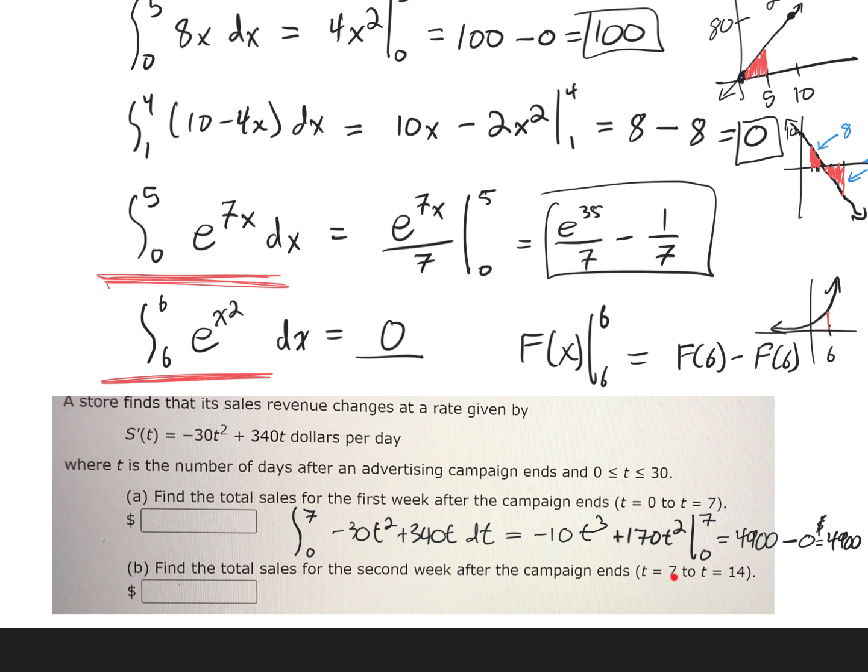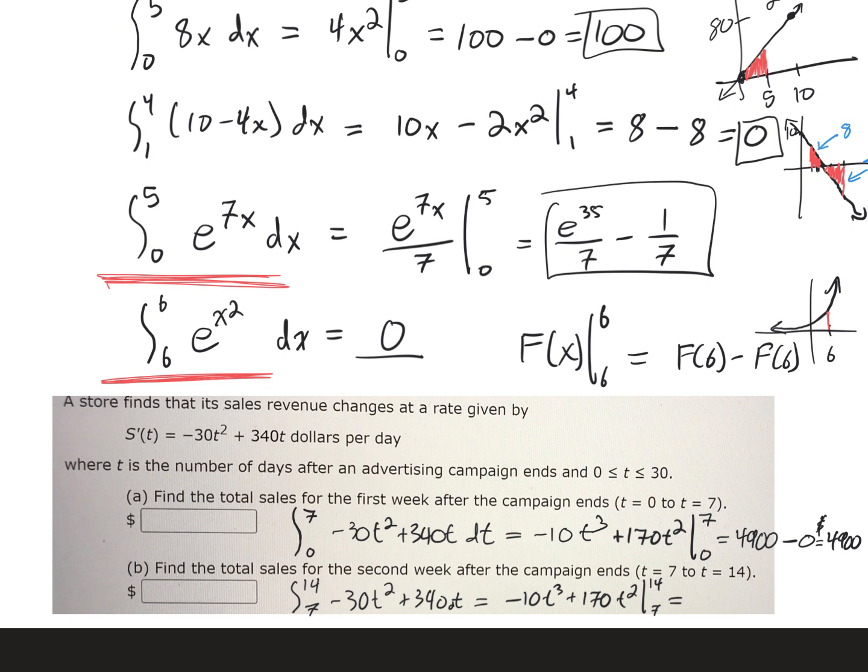If, though, you didn't want to look at the first week, what if we only wanted to look at the second week? Then you would have to start at the 7th day and go up to the 14th day. So our process is going to be the same. The only thing that's going to change is the limits of integration. So we still have the same function dt. It still has the same antiderivative, negative 10t cubed plus 170t squared. This time the limits of integration are 14 and 7.